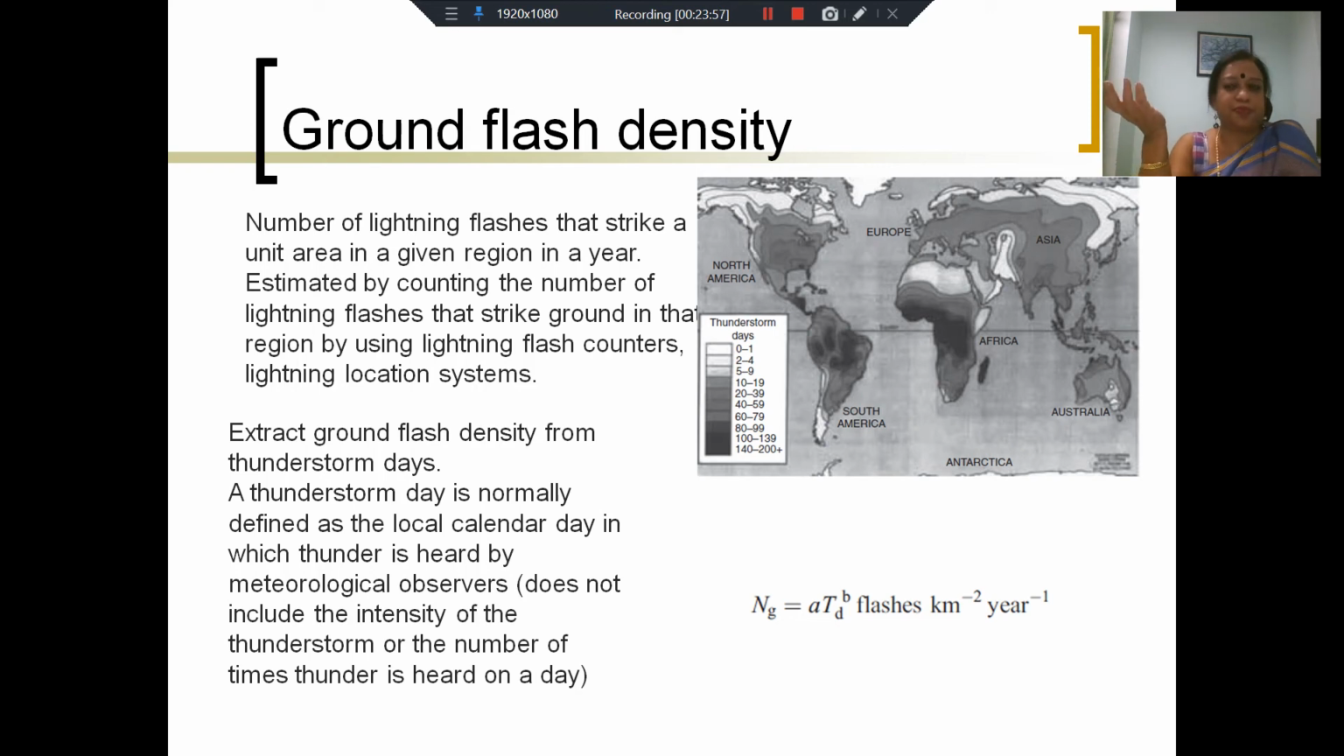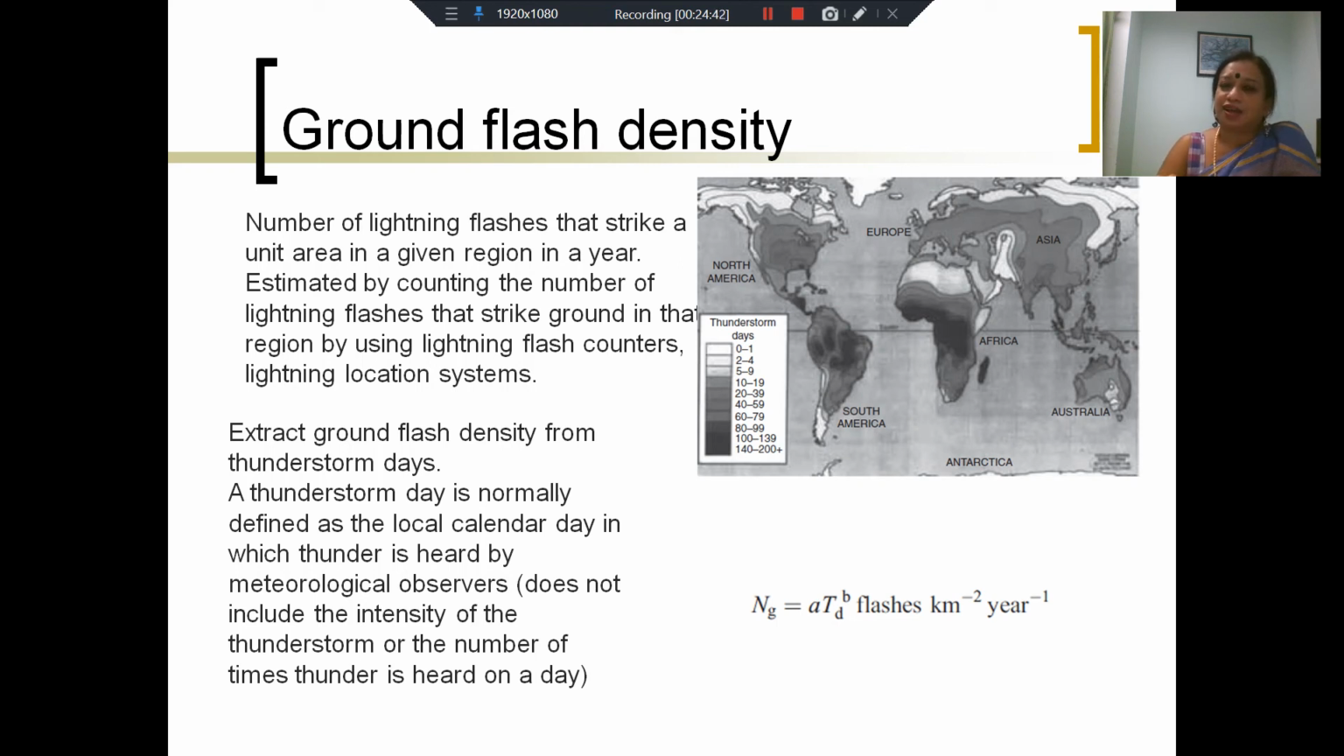So the meteorological department keeps a count of the number of days on which thunderstorm is heard in a particular region. So as you can imagine, in these dark regions inside Africa, you hear thunder very frequently, as you can see. The darkest regions correspond to 140 to 200 plus. That means out of 365 days in a year, on 200 days, you are likely to hear thunder. Whereas if you're in these regions, the white regions very close to the pole, or even here near Europe, you might be hearing thunder on only 1 or 2 days in a year.